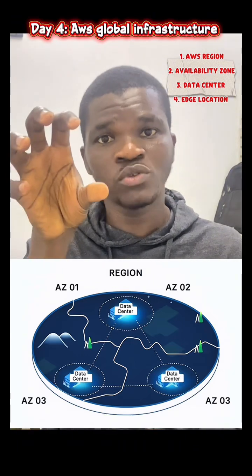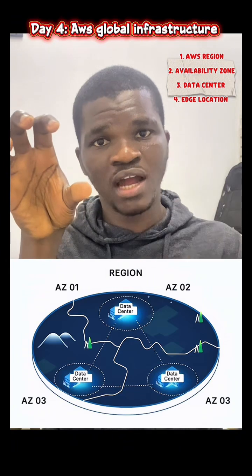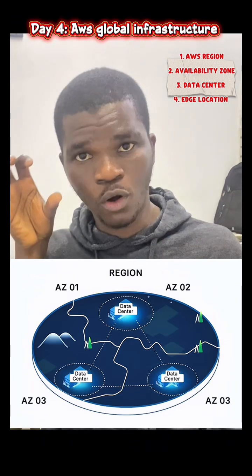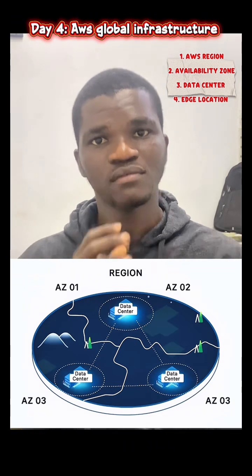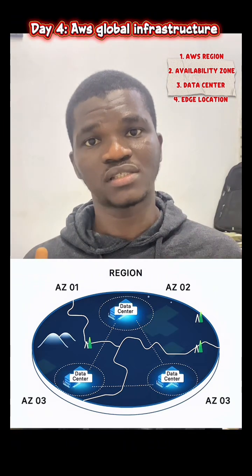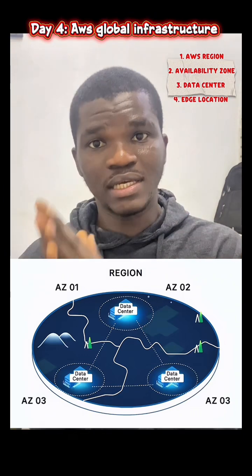So like this availability zone can have up to 3 data centers. This one can have up to 3 data centers. This one can have up to 3 data centers, where customers can access whatever things they want to access. You understand? So that is what we call data center.